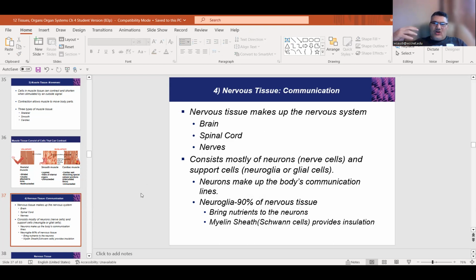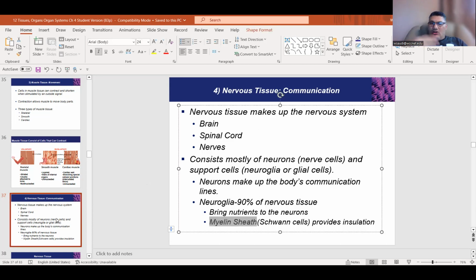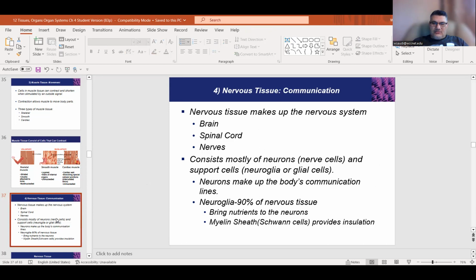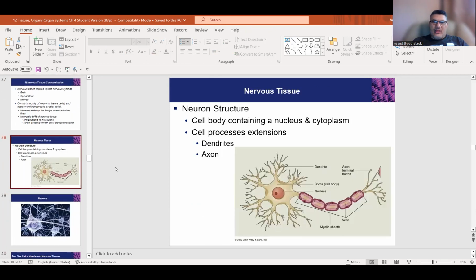But why do you have these neuroglia? Neuroglia are basically servants, helpers to the neurons. What do you mean helpers? They help the neurons. They bring nutrients to the neurons. They clean the neurons. They provide insulation to the neurons, like something called myelin sheath. So all of these are neuroglia. You have to know this. This is the neuron or the nerve cell.